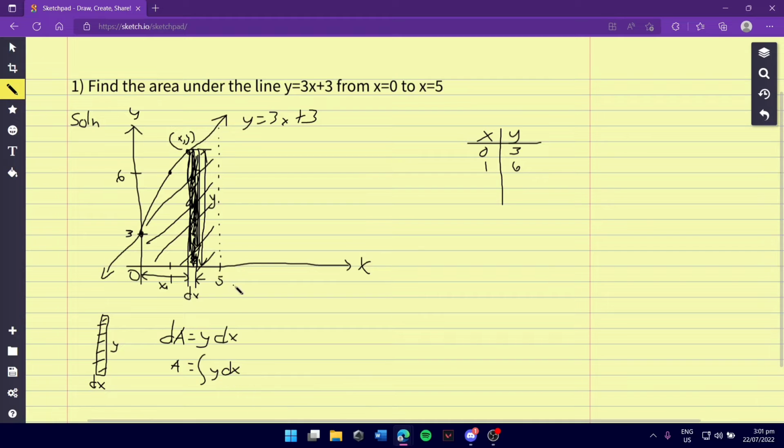The point here is from 0. The limit is from 0 to 5. So this is now your limit. So next, since we know our y and we know our dx.